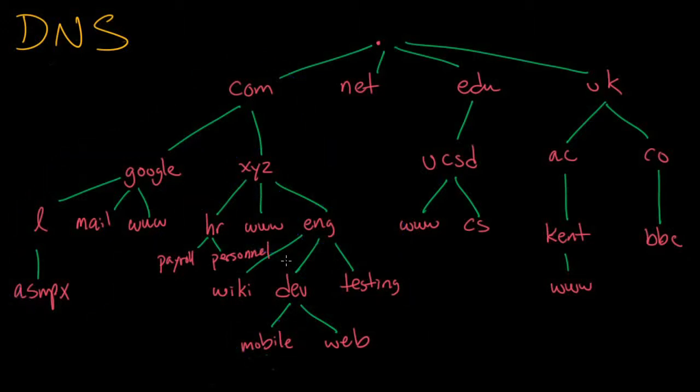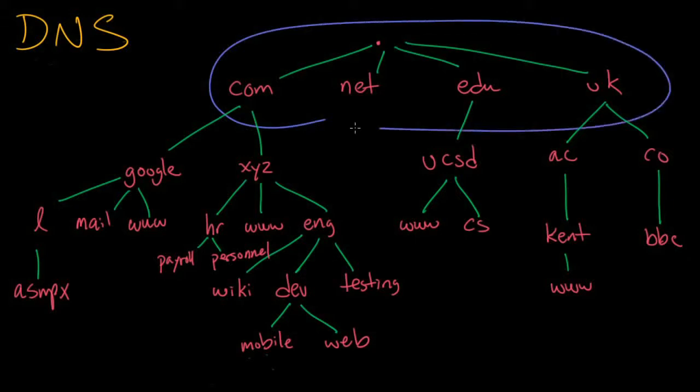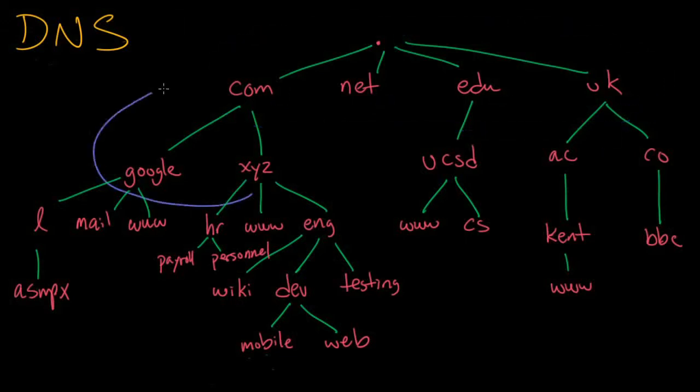But the zones are different. Up here at the top is the root zone that contains itself and all of the top-level domains that you know, like com, net, edu, gov, org, and the country domains like UK, JP, US, and so forth. Below that is the com zone. It contains itself, plus all the .com domains like Google, Yahoo, Amazon, YouTube, and our fictitious xyz.com domain.